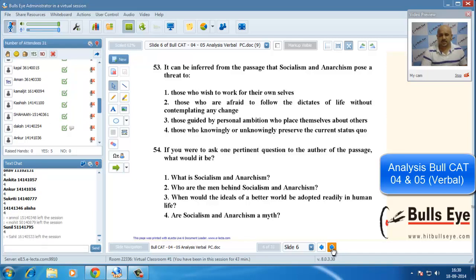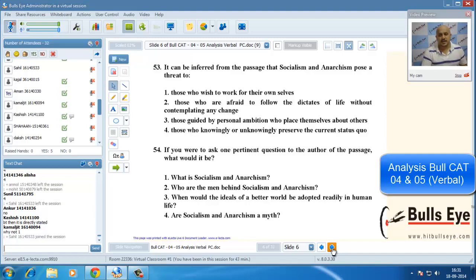Any doubt in this question 53? Doubt? Any one of you? No doubts? Perfect. Question number 54, answer. Kamaljeet has a doubt. Why not answer number 1? Those who wish to work for their own selves. This is a question which is based on a specific line which specifically states that it poses a threat to such and such people. Those people, thus that definition is best met by option number 4.